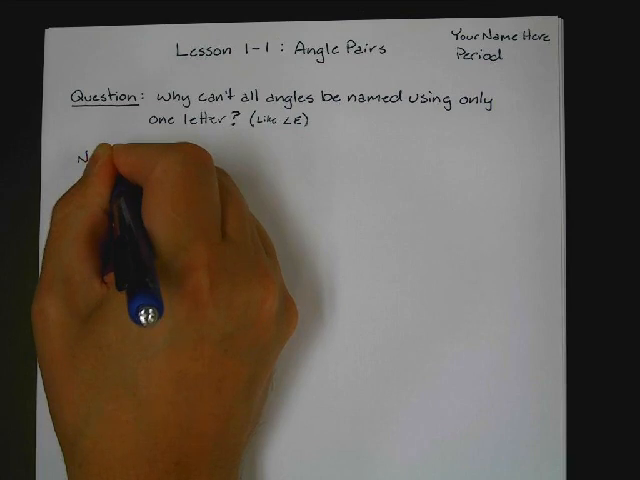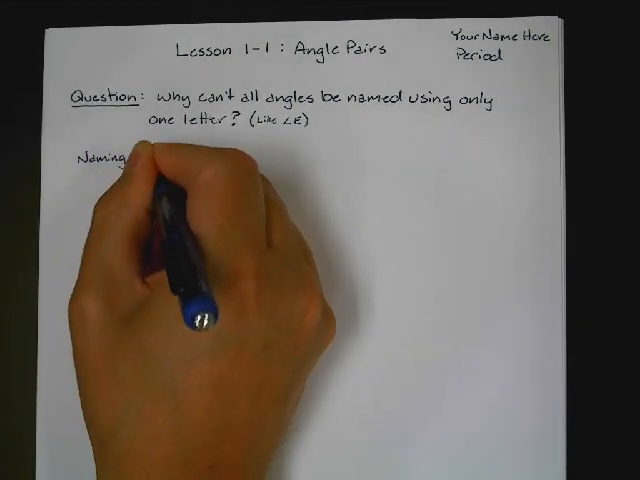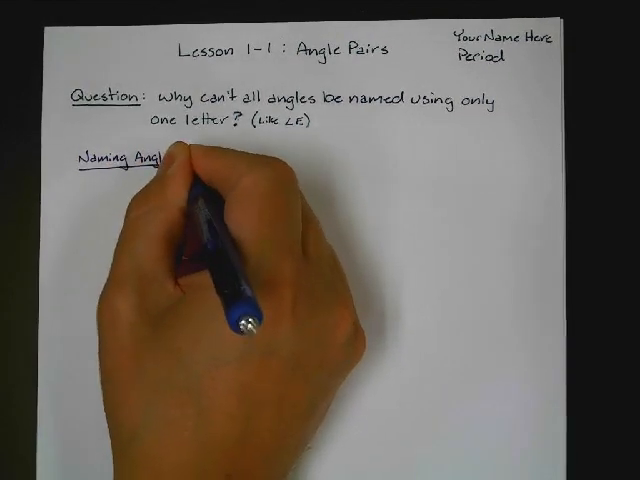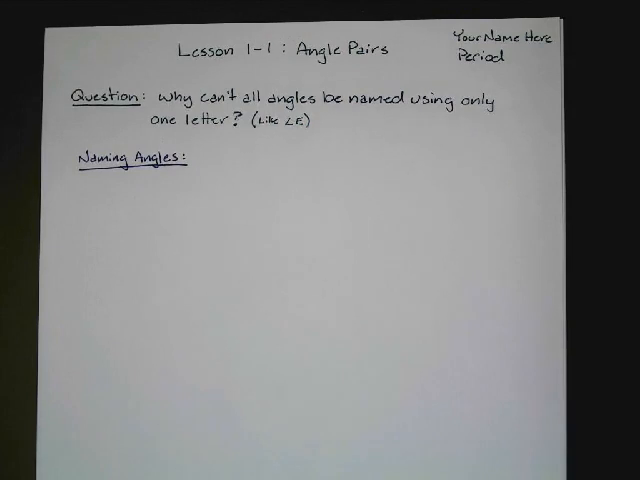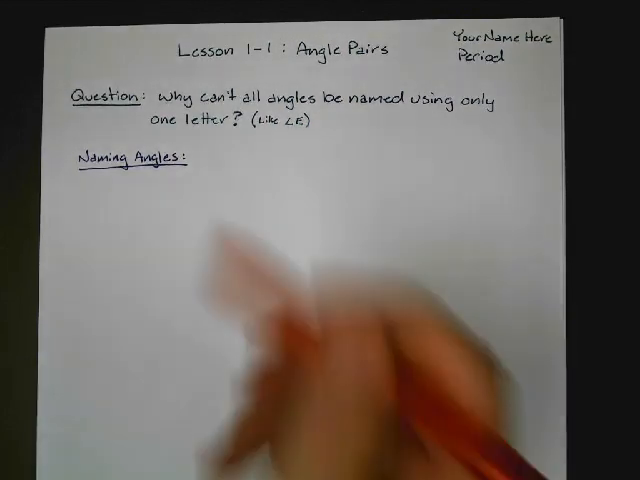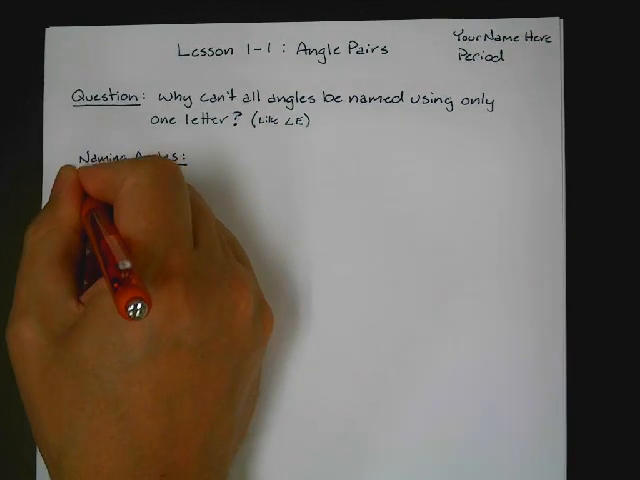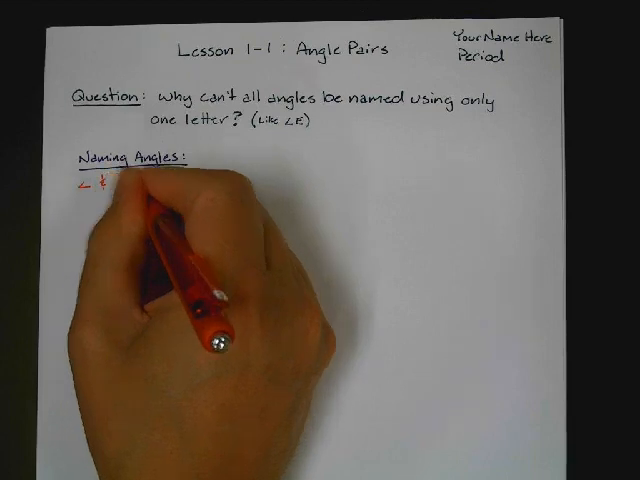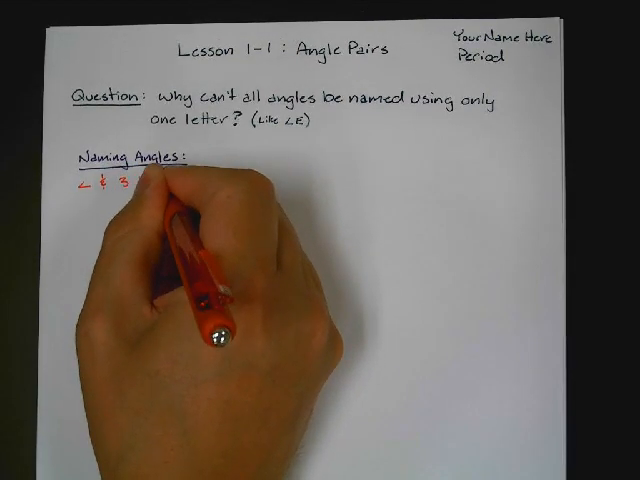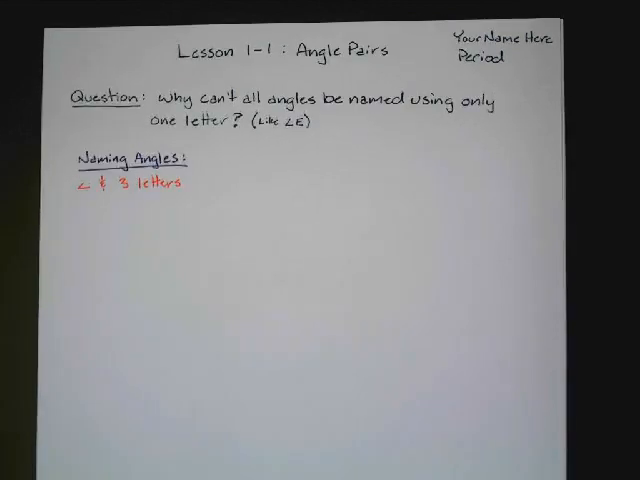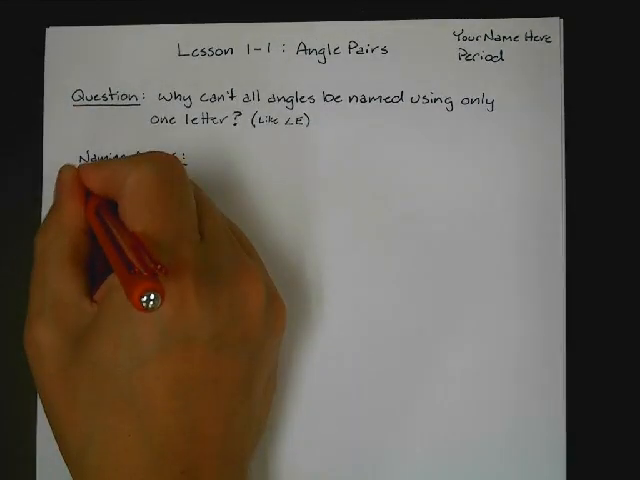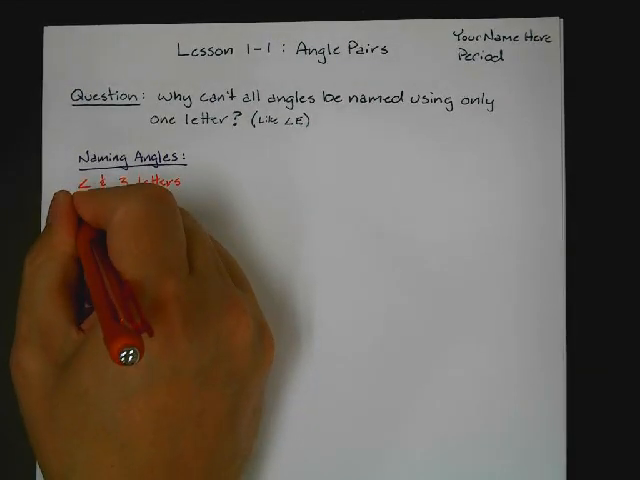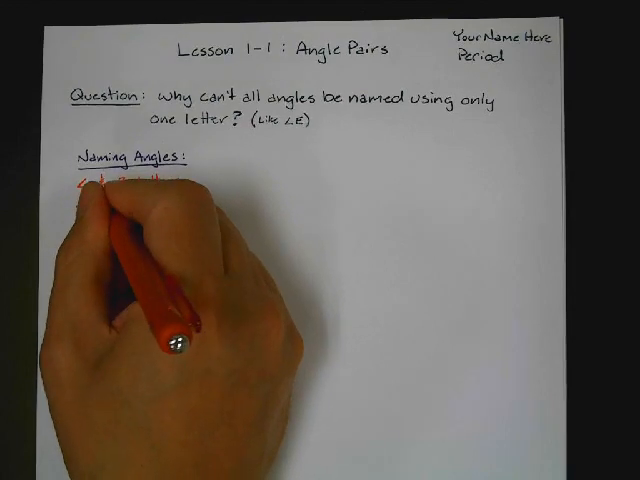So, naming angles is our first subject that we're going to cover. Now, when we name angles, there are three ways that we can name an angle. We can use the angle sign and three letters. That's probably the safest way to name an angle, is use the angle sign and then three letters for the angle. We can do an angle sign, and sometimes we can use one letter.